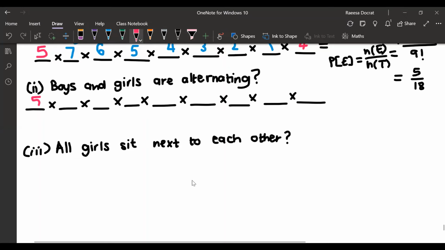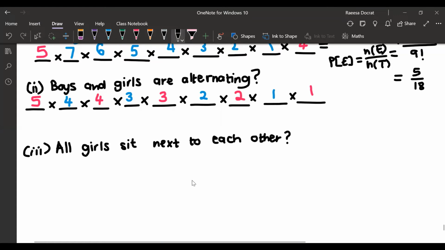There's 5 ways of placing this girl over here. Then we have to skip a seat because a boy has to sit there. And then you have 4 girls to place in the next alternating spot, 3 girls to place in the next alternating spot, 2 girls to place, and then 1 girl to place. For the boys, you have 4 boys for the first alternating spot, then 3, then 2, then 1.